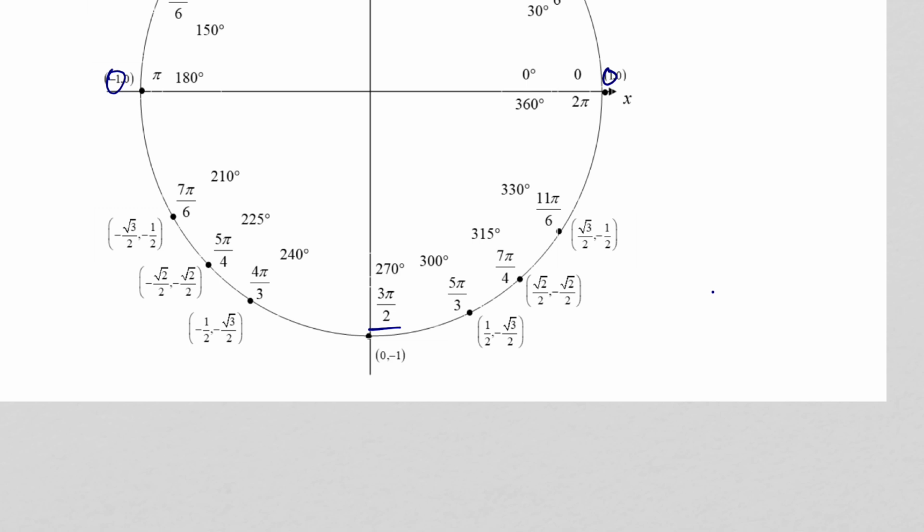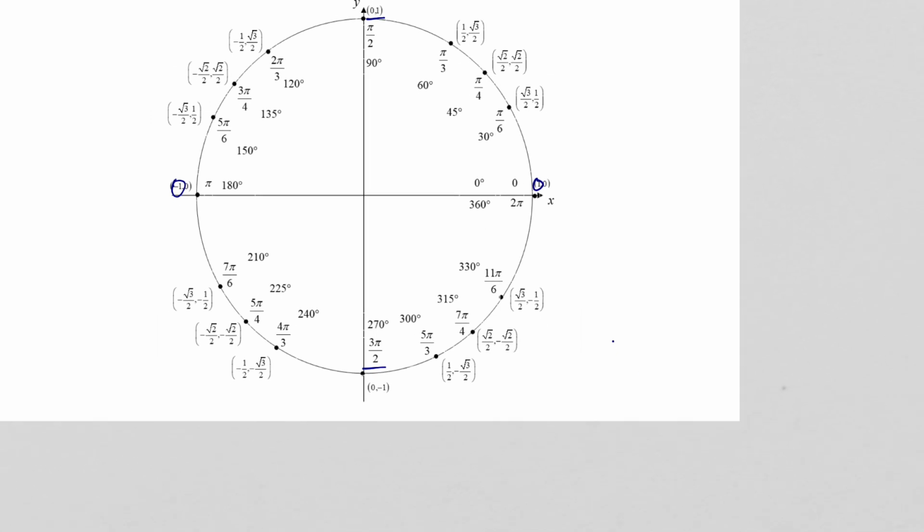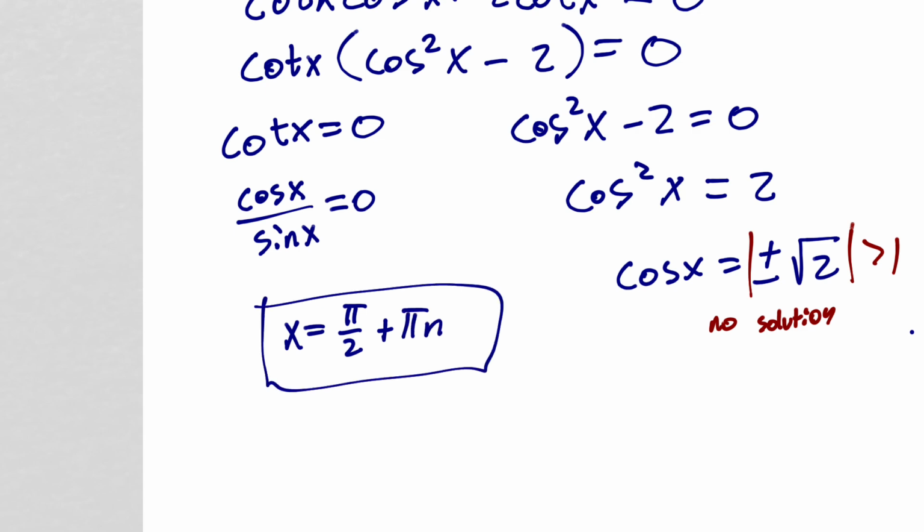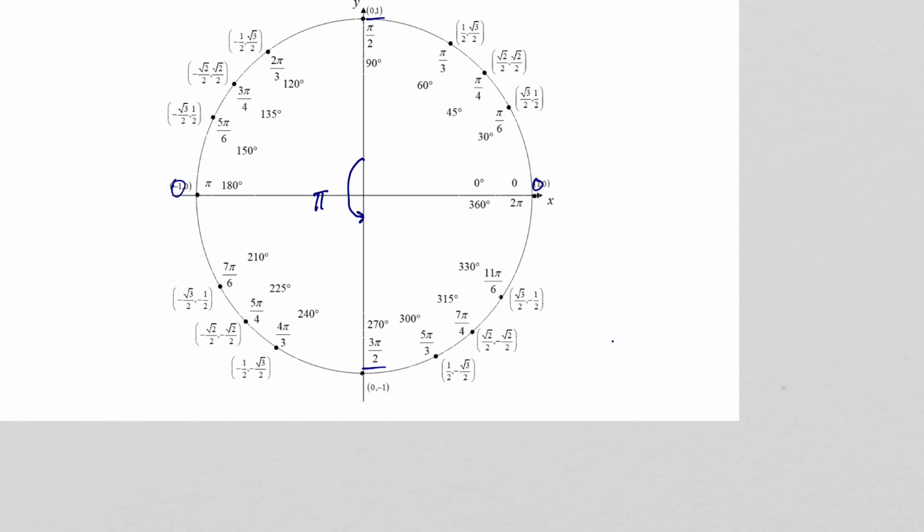All right, they are not specifying that we need to find it within a certain domain, so we do want to find a general solution. And we can actually get this with one initial solution because these are exactly pi apart from each other, right? So I'm just going to use the pi over 2 as my initial solution. So we'll say x equals pi over 2, and then just plus pi n, and that covers all of our infinitely many solutions.